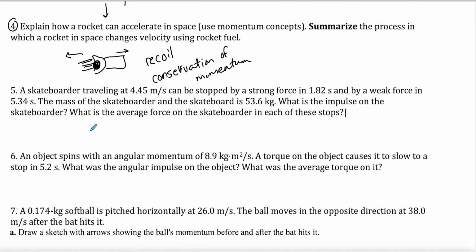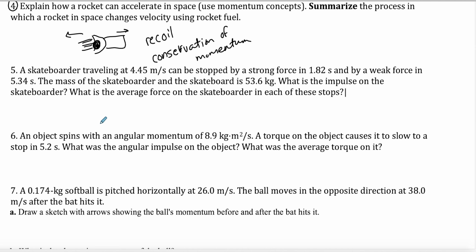And next one here, skateboarder traveling at 4.45 meters per second can be stopped by a strong force in 1.82 seconds and a weak force in 5.34 seconds. Mass of the skater and the skateboard is 53.6. What's the impulse on the skateboarder? What's the average force on the skateboarder in each of these stops?